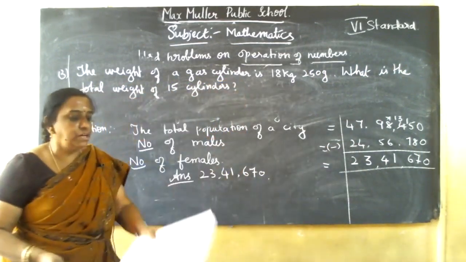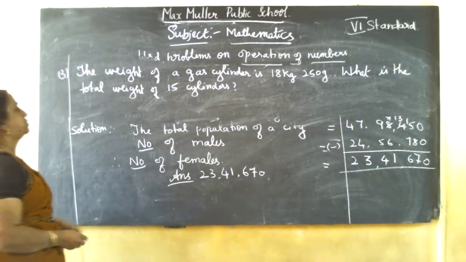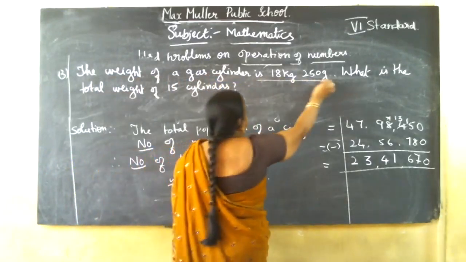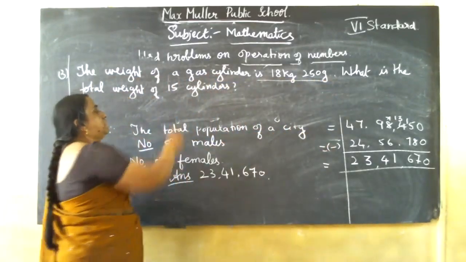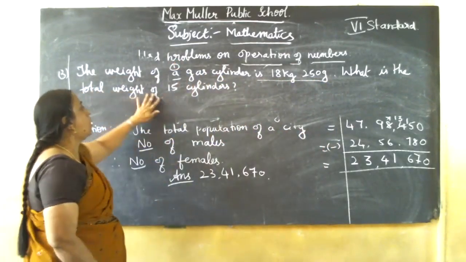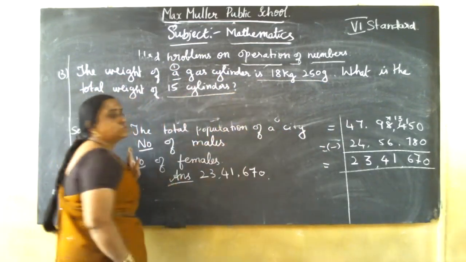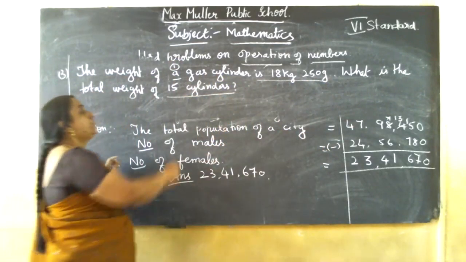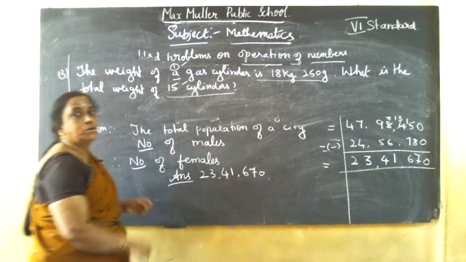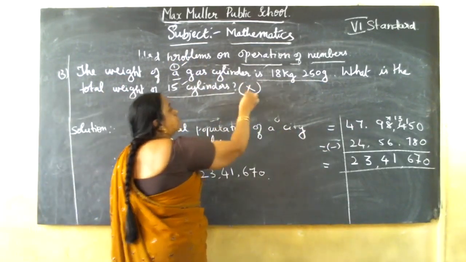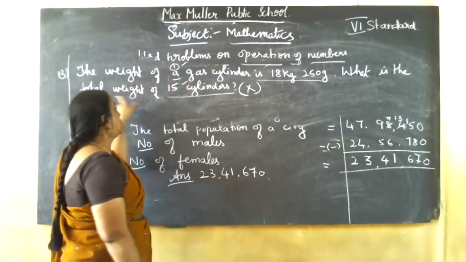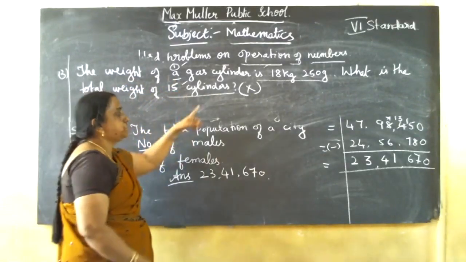See here, first read the question and understand which operation you should do. The weight of a gas cylinder is given, meaning one gas cylinder's weight. What is the weight of 15 gas cylinders? Just go for keywords. If they give one and ask you to find many, which operation should you do? Multiplication.